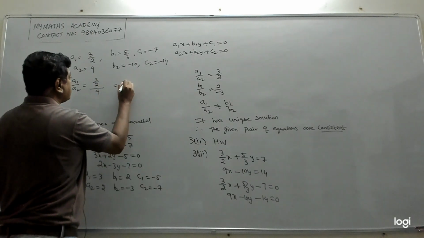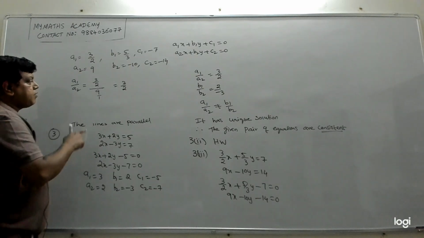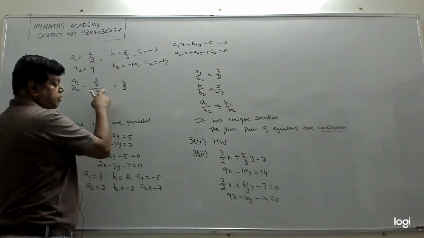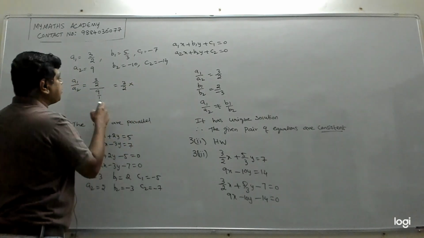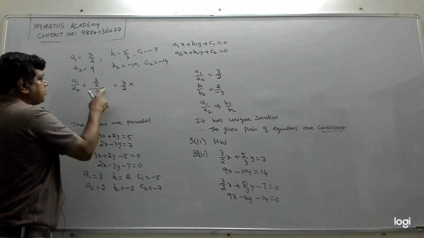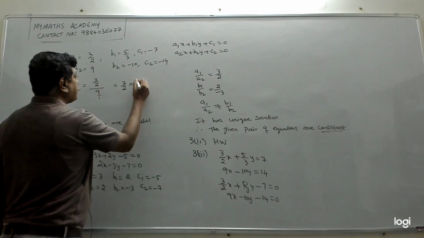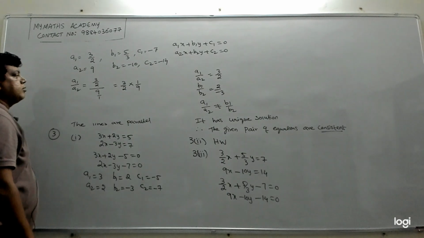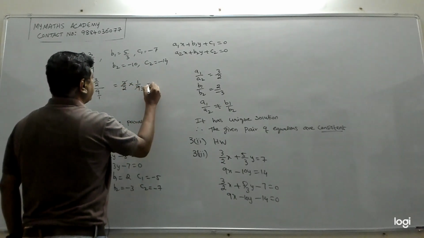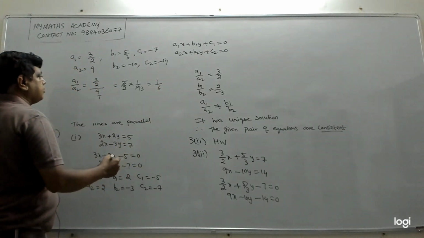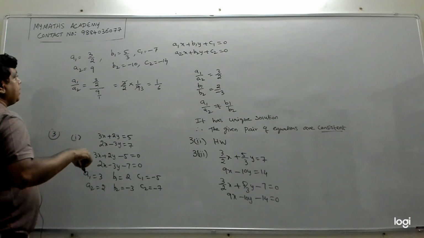So this can be written as 3 by 2 divided by 9. What is the meaning of 9? 9 means 9 by 1. So we are doing fraction division. I assume all of you are comfortable with fraction division. This divide becomes into, which means 9 by 1 will become 1 by 9. Now if you cancel 3, you get 1 by 6. So what is my a1 by a2? It is 1 by 6.